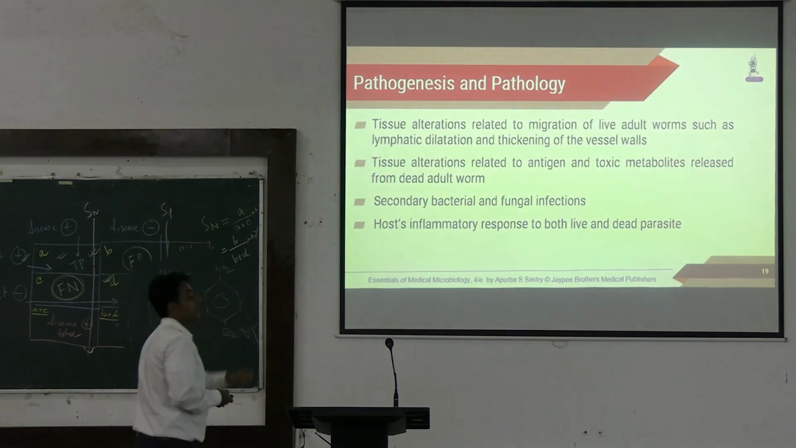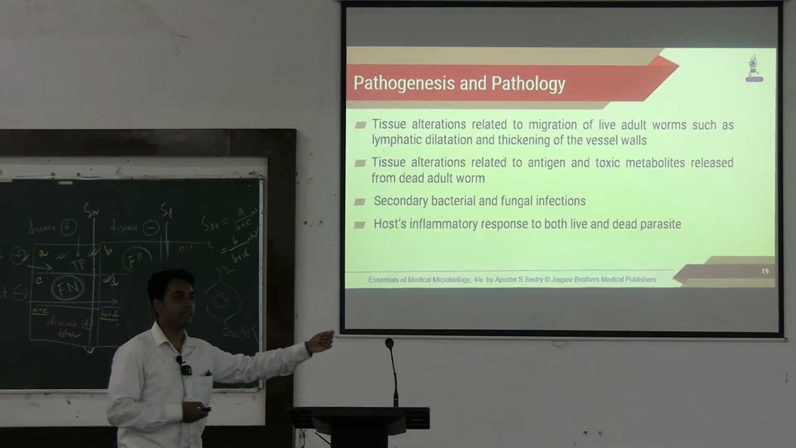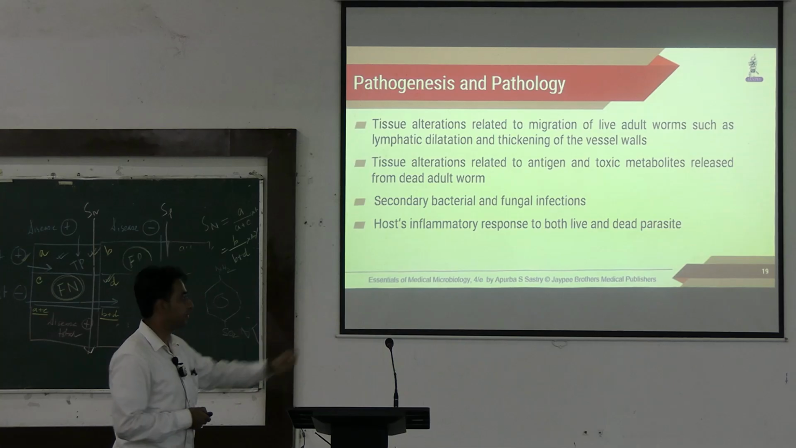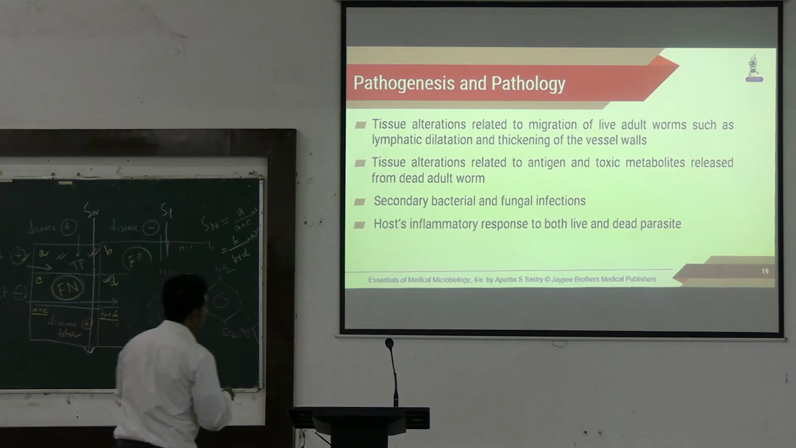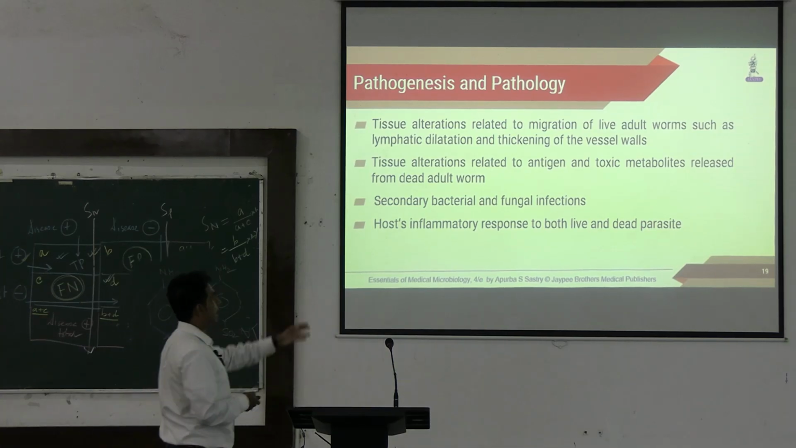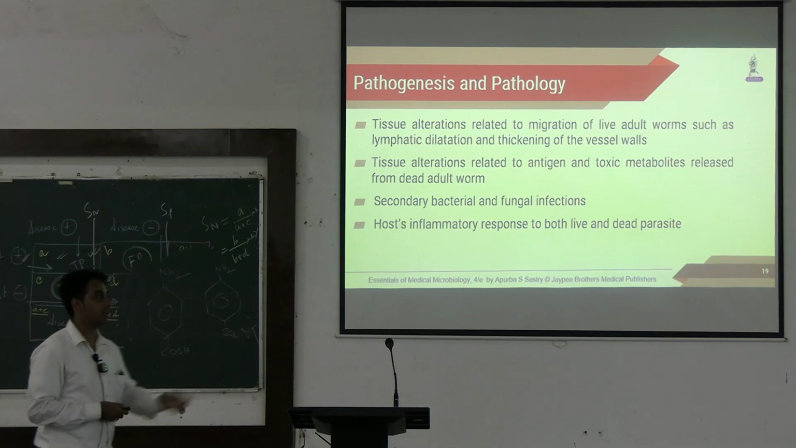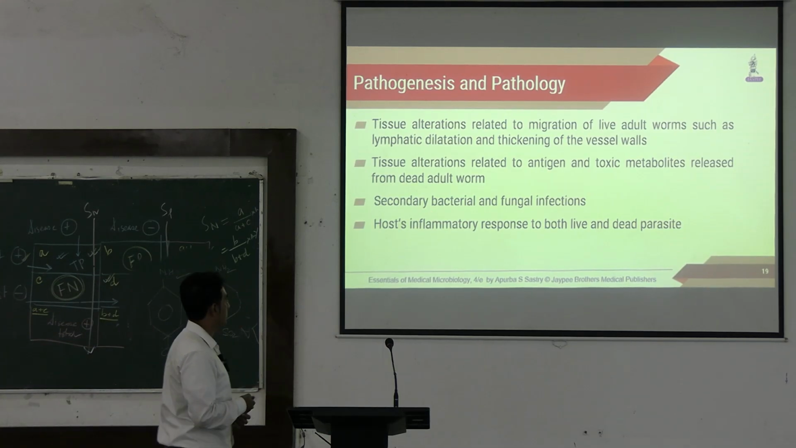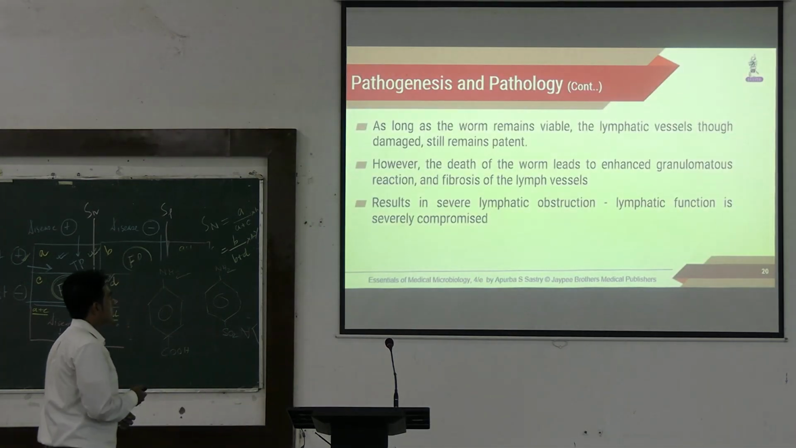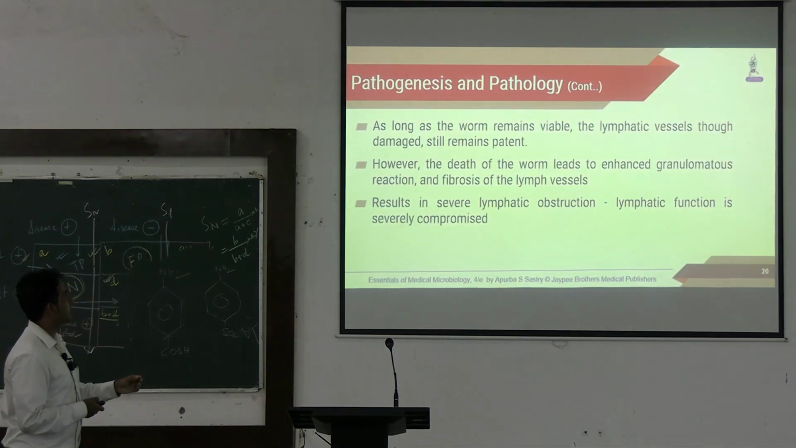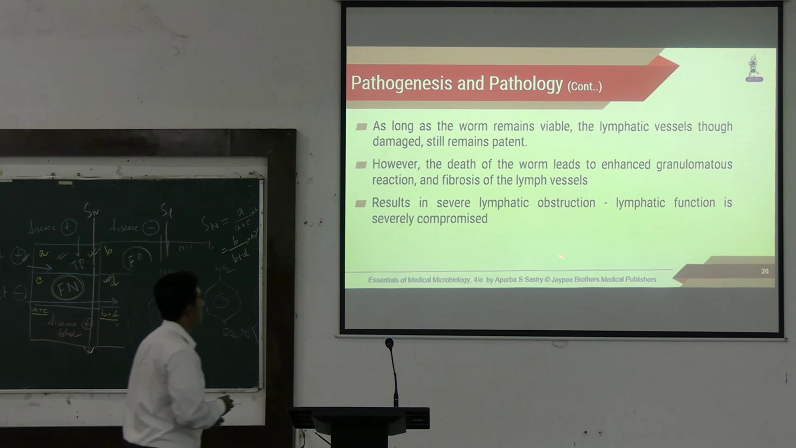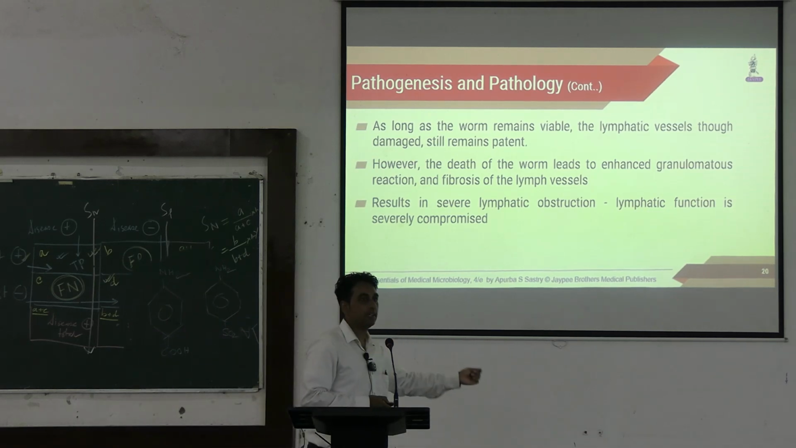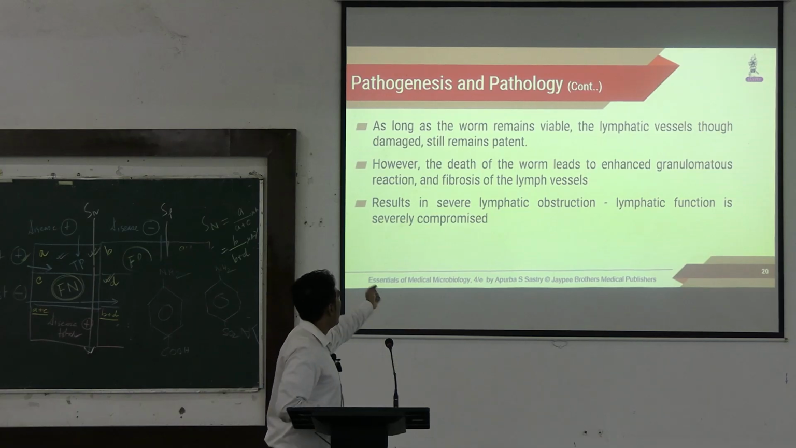তাহলে কি হচ্ছে, প্রথমে লাইভ ওয়ার্ম গুলো ঢুকছে আমাদের হিউম্যানের টিস্যুতে. This causes lymphatic dilatation and thickening of these vessel walls. Tissue alterations take place which is related to the antigens and the toxic metabolites from the dead adult worms. Due to this, secondary bacterial and fungal infections take place, and as long as these worms remain viable, the lymphatic vessels, though damaged, remain patent. But the death of the worms leads to granulomatous reaction.